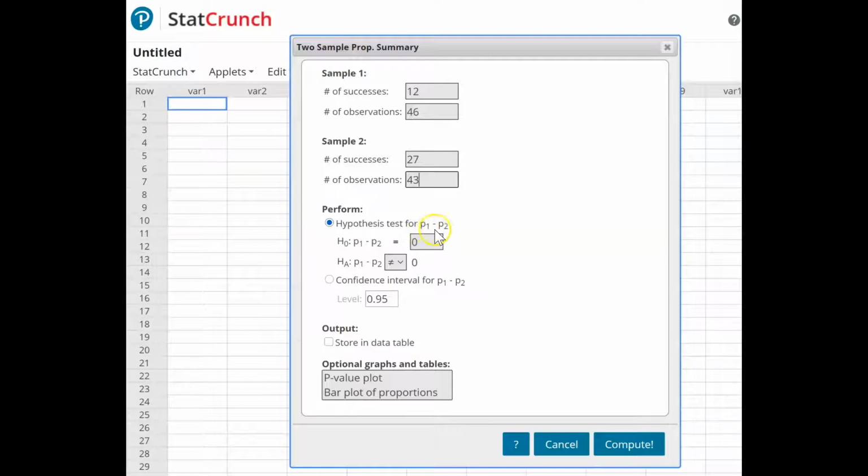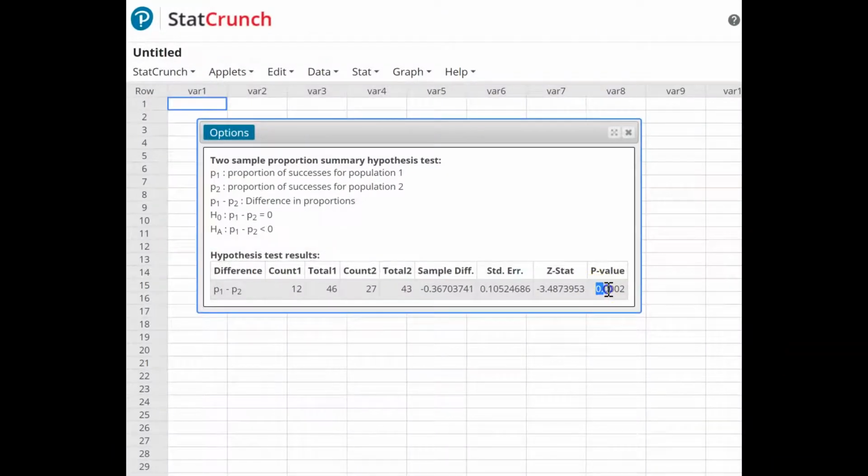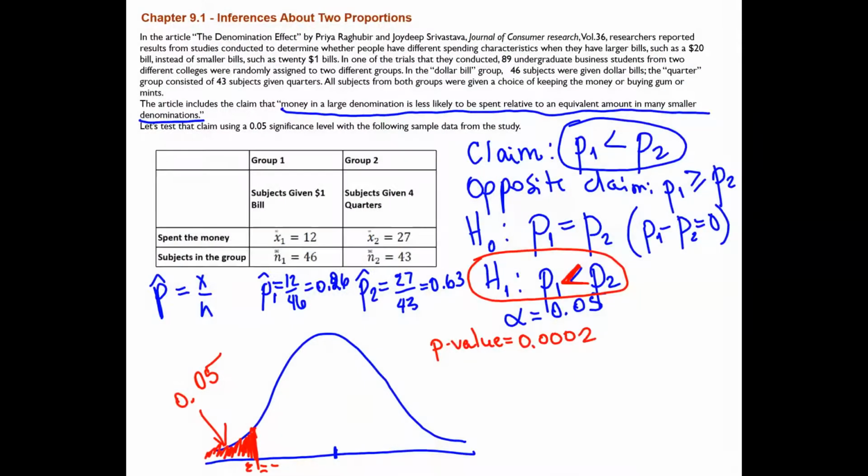Hypothesis test for P1 minus P2 equals 0. Alternative hypothesis, P1 is less than P2. Compute. P-value is 0.0002. Let's write it down. P-value is significantly less than the significance level of 0.05. Because the p-value is less than the significance level alpha, we reject the null hypothesis.